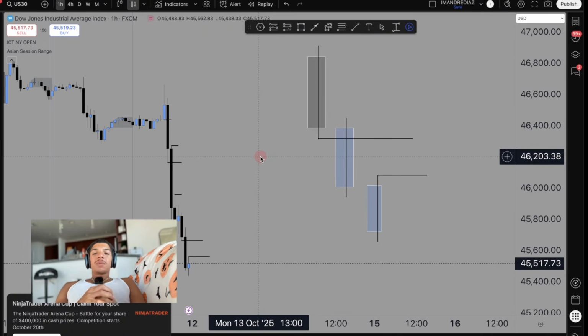Understanding what a fair value gap is isn't the hard part. Being able to identify which are the high probability, which are going to be the fair value gaps that have the most likeliness of having a reaction, that is the most important thing.